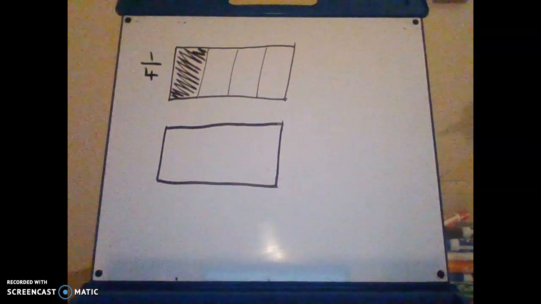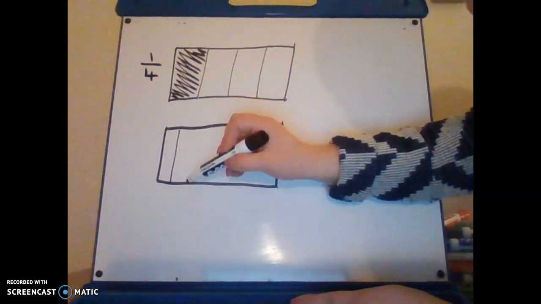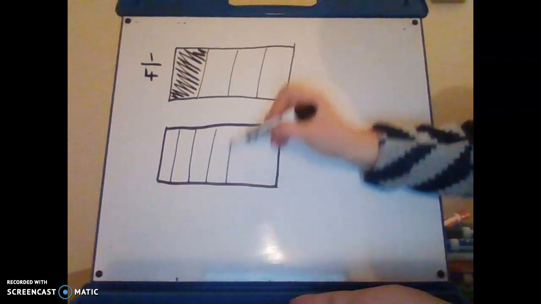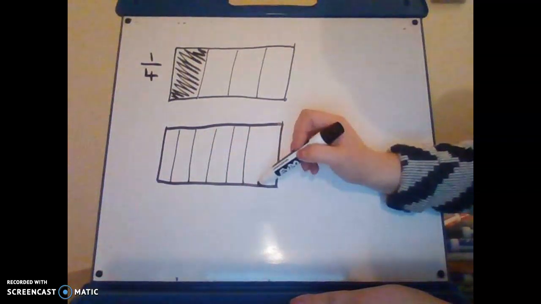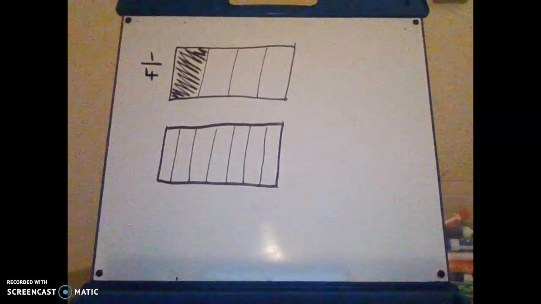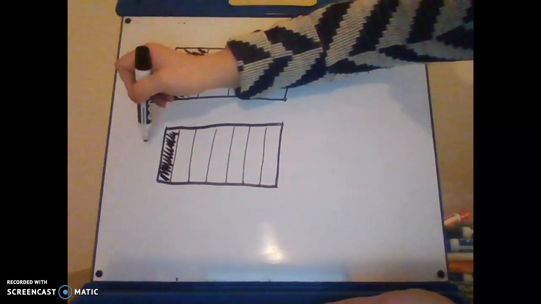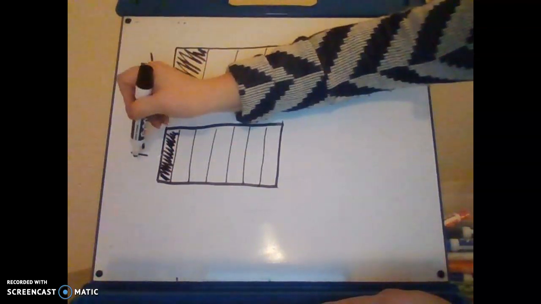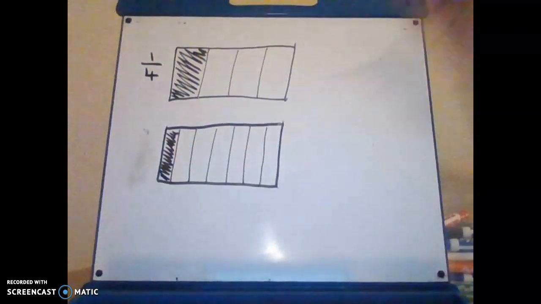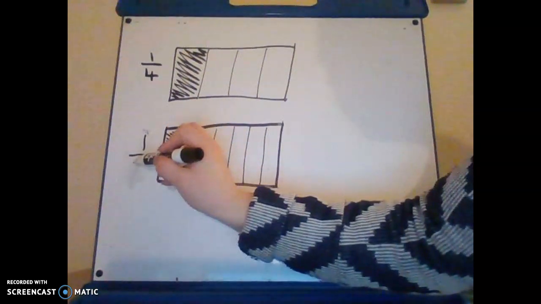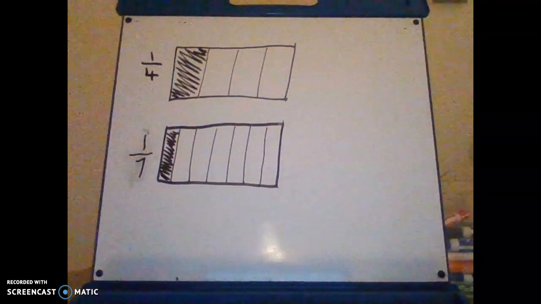And I split this one up into seven equal parts. Okay, and I shade this part in here. Oops, not very neat there. This one part is 1/7. Now, because they have the same whole, we can compare them.